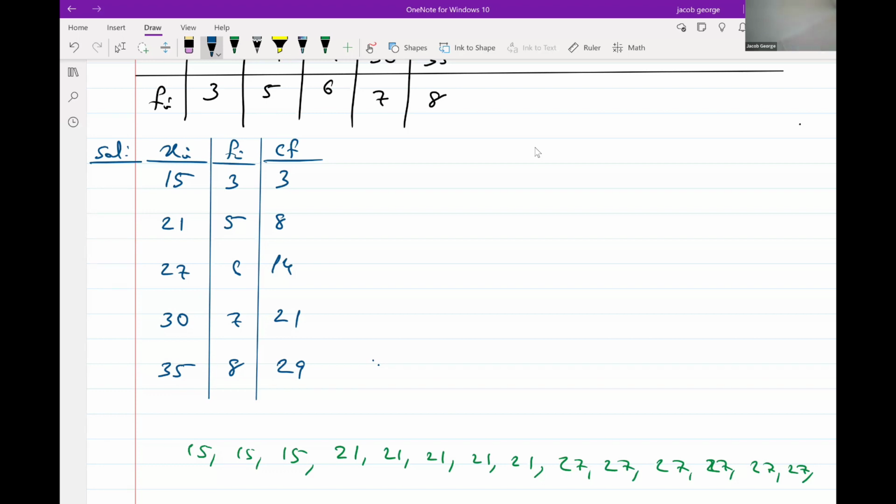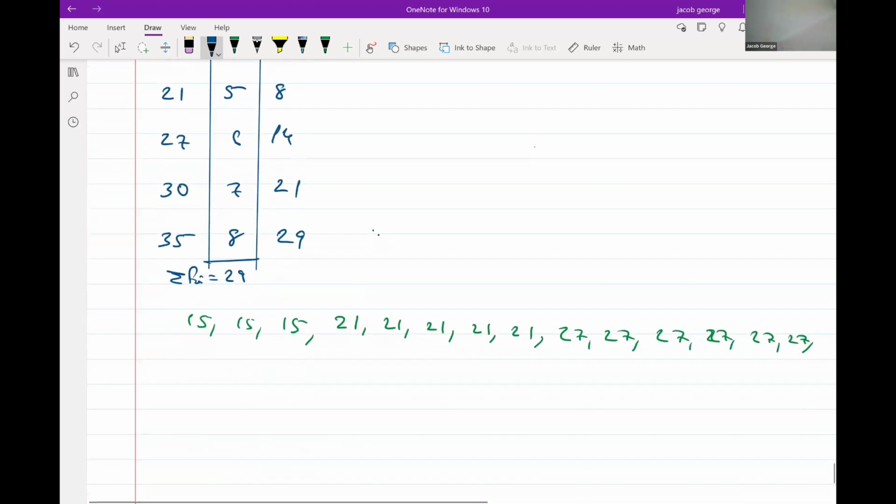That 29 is our n. Here n is 29. N is the last cumulative frequency, which is the number of terms. N is 29, or sigma fi also will be the same. Sigma fi also will be 29. If you have doubt, you can add and check. What is the sigma fi? Is it 29? Yes, it is 29. Understood the meaning of this cumulative frequency?